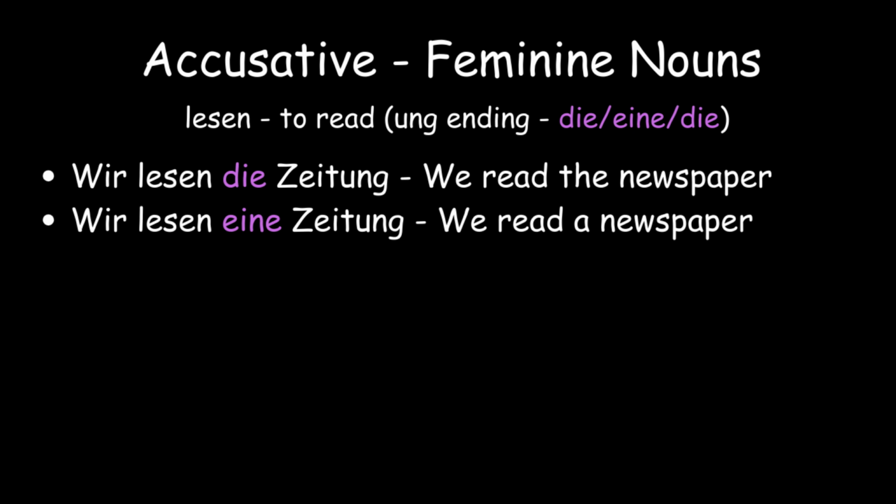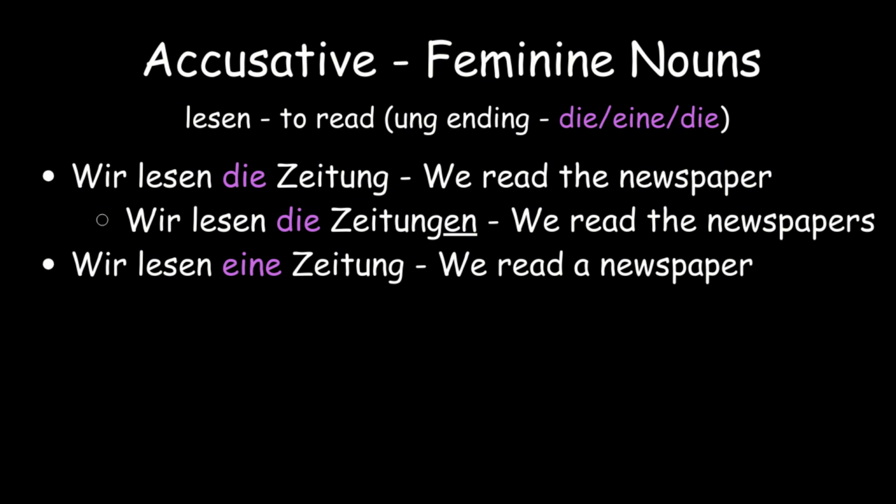Here we have the verb lesen. Wir lesen die Zeitung. Wir lesen eine Zeitung. To pluralize it, keep the article die and pluralize Zeitung. Wir lesen die Zeitungen. It's accusative because of the direct object.